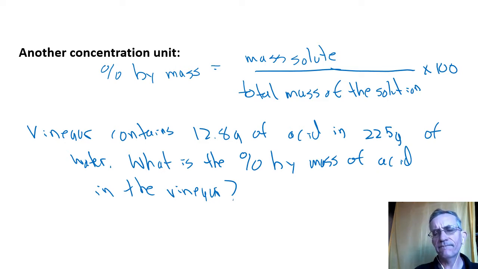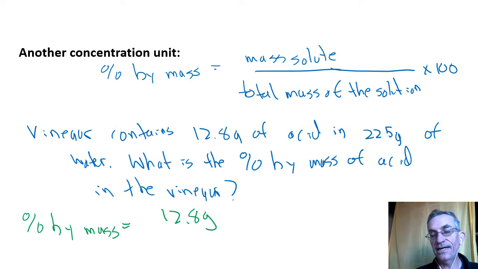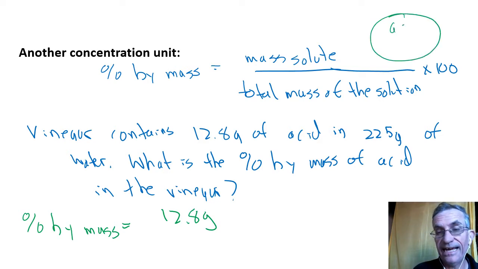All right, now let's see where all these numbers are going to go. The thing you have less of, that's the solute. That's the acid in this case. Only got 12 grams of acid. So the formula tells me percent by mass is going to be the mass of the solute, which is 12.8 grams, divided by the total mass of the solution. Now, this can mess you up. Total mass of the solution. The solution is everything. The solution is the acid and the water together.